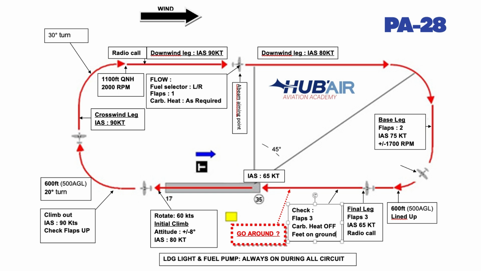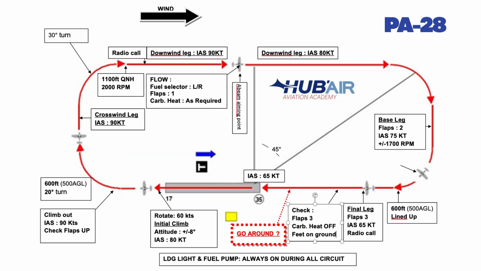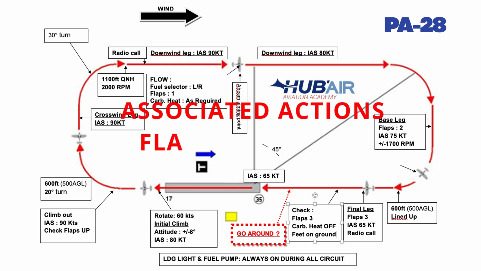This is the point where you assess whether you're too high or too low and take the necessary corrective actions. It's crucial to make this judgment on base, because by the time you're on final, it will be too late to correct your glide path effectively. As you approach the runway centerline, anticipate the turn onto final. Once established, extend flaps to the third stage and check the carburetor heat off. Then complete the final checklist.